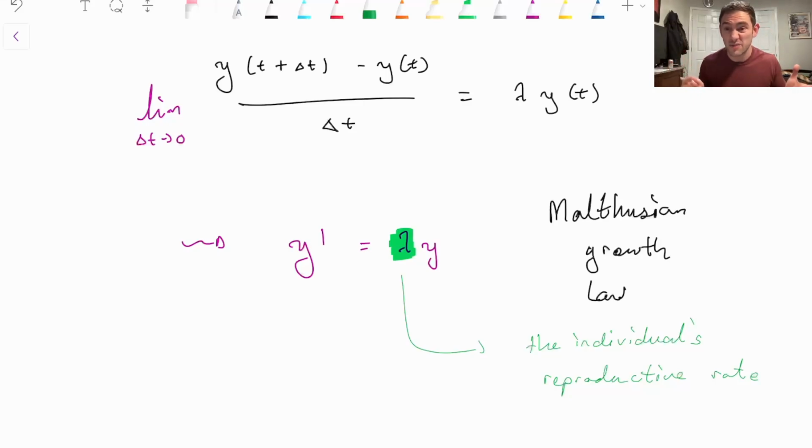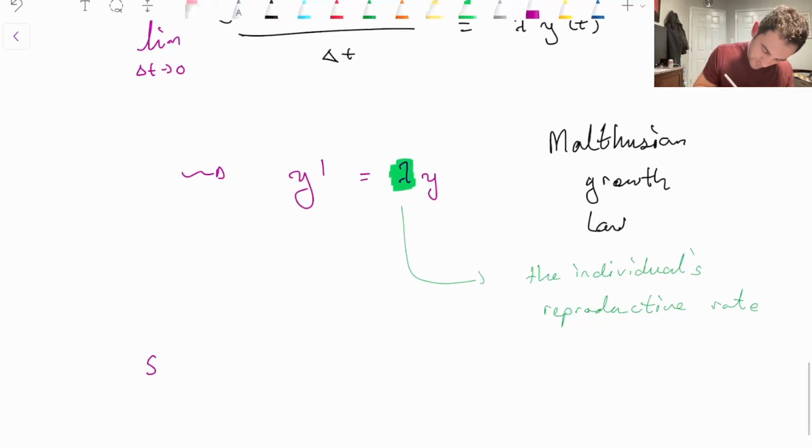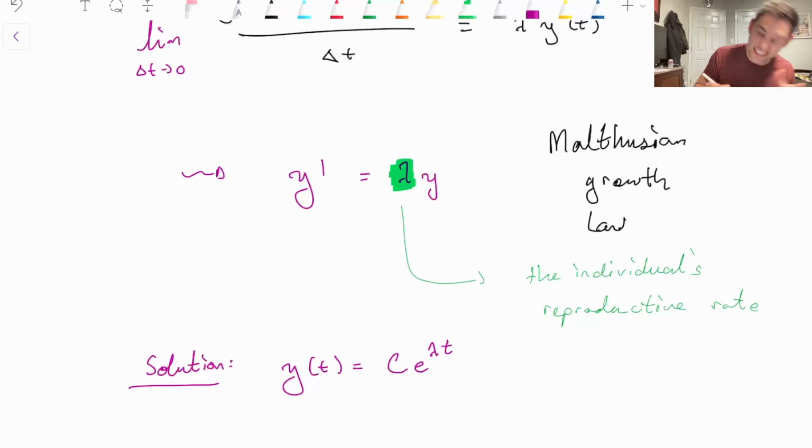And of course, this is a differential equation that we know and love. We know how to solve this differential equation. I'm asking, what function, when I take the derivative, gives me just lambda times itself? And of course, the solution is c e to the lambda t.